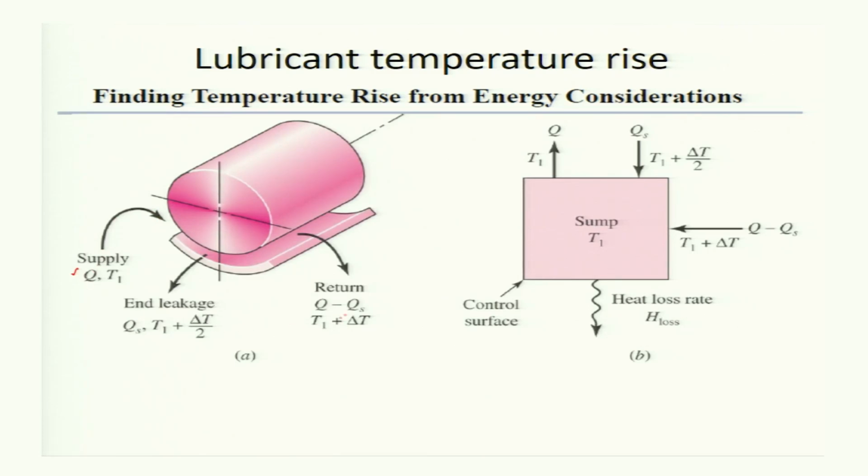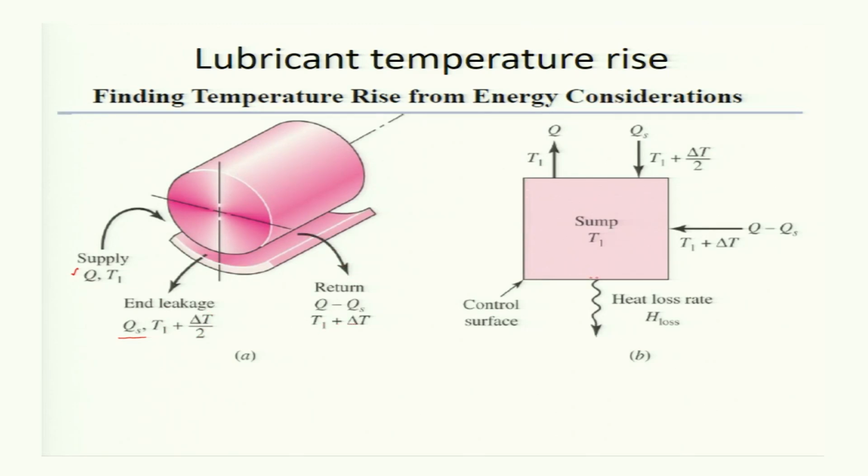Among this Q, Qs amount is leaked out from the axial direction, and the flow rate of leakage is given by Qs, and the temperature of that lubricant which is coming out from the side also rises by delta T, and the average temperature is taken, that is T1 plus delta T divided by 2, and the temperature of the lubricant which is coming out returning will be T1 plus delta T.